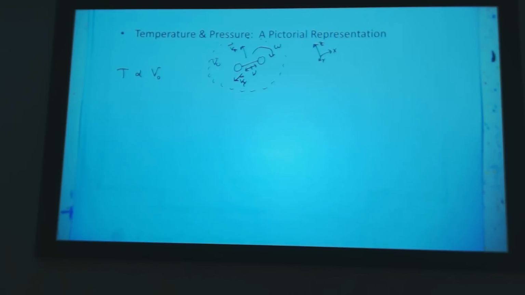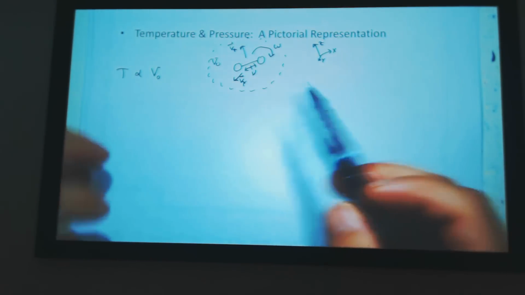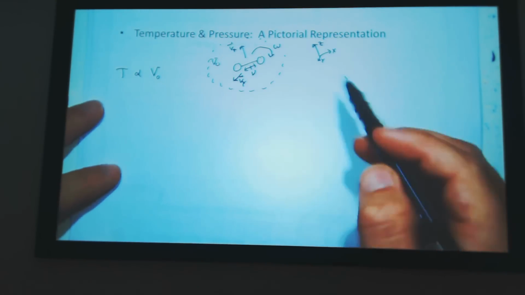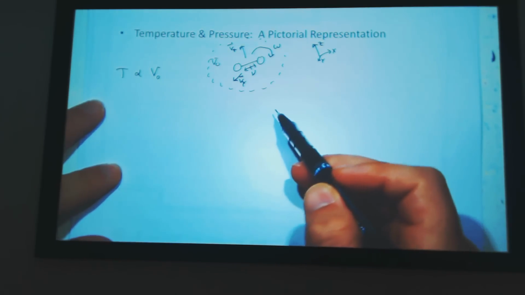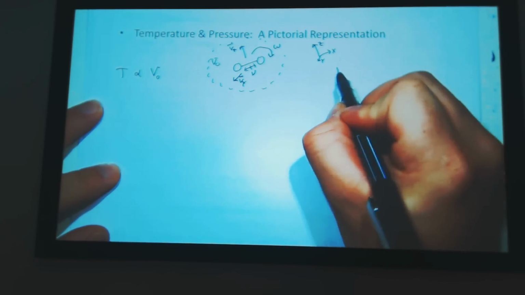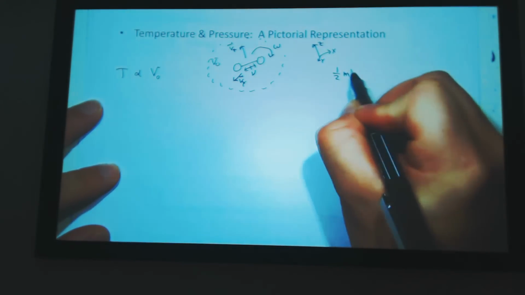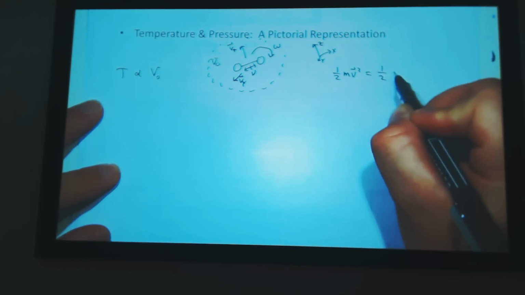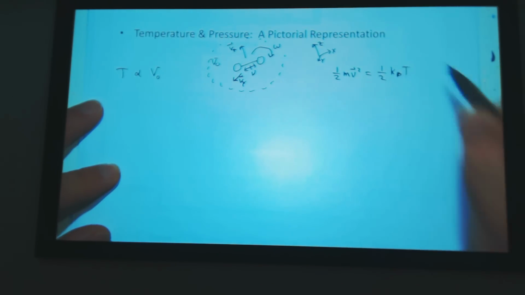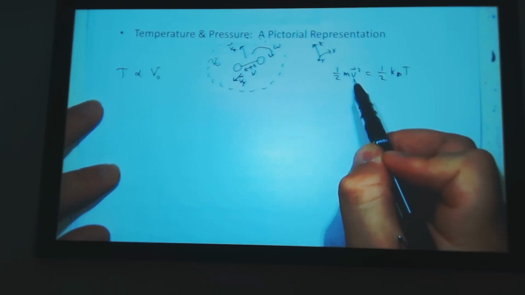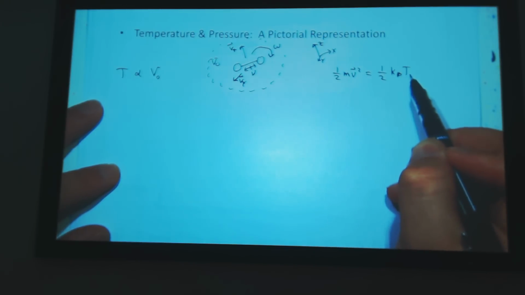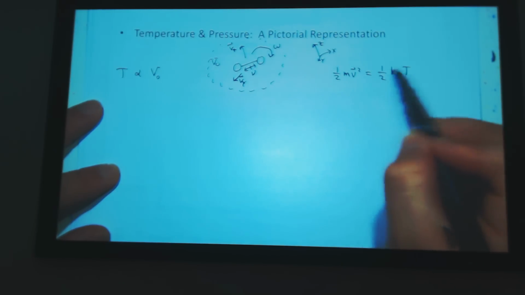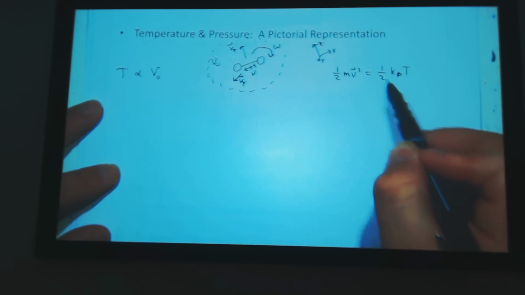If it's vibrating more, so as I increase this, another way to look at this and why I can make this volume justification is I can go back to 1/2 mv squared. That's an energy equals 1/2 kBT. So as you see, I increase the velocity, I increase the temperature. So this is just Boltzmann thermal energy, right?